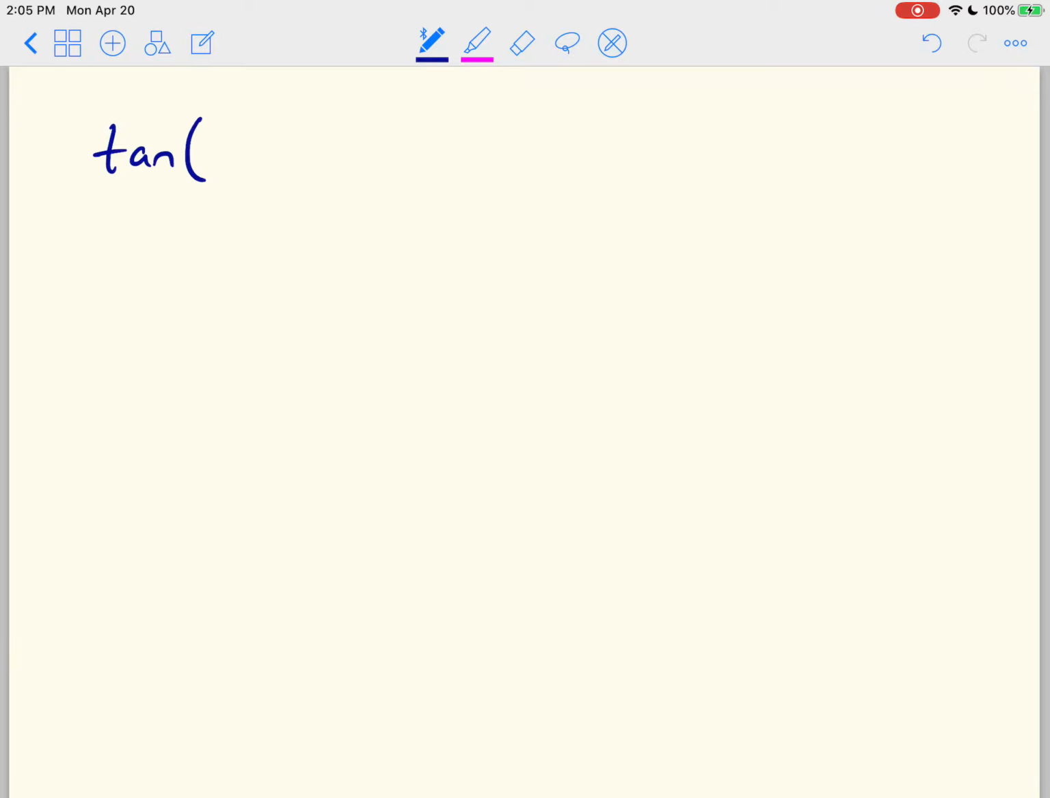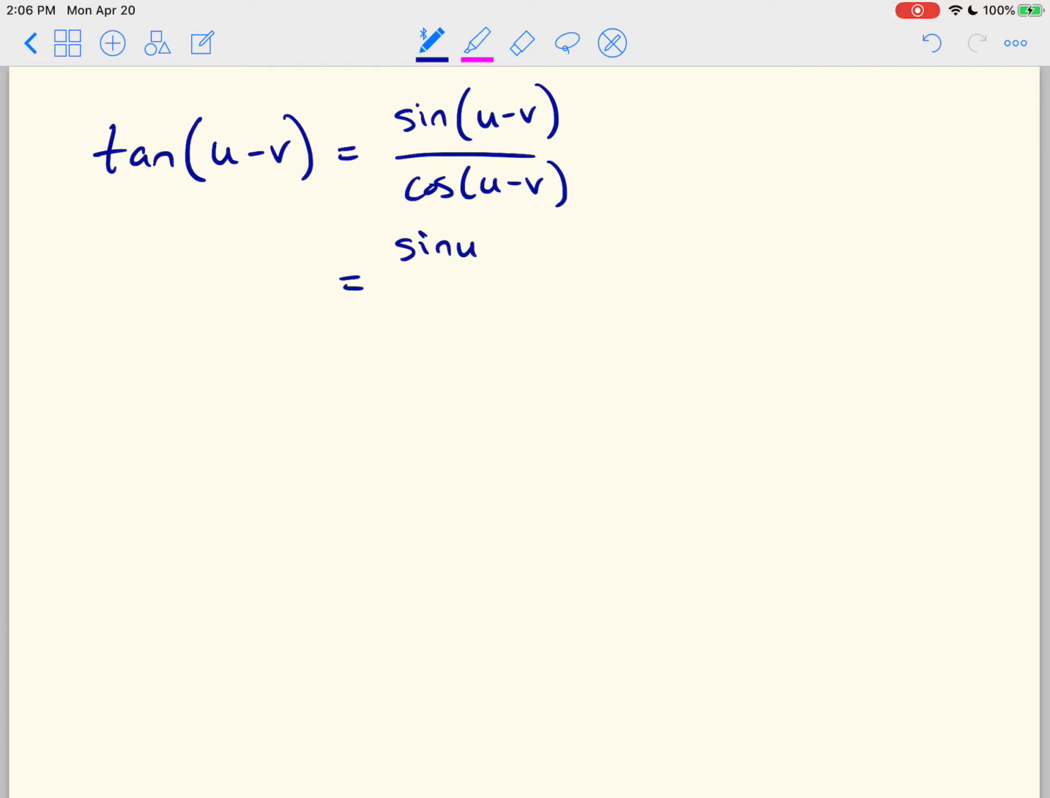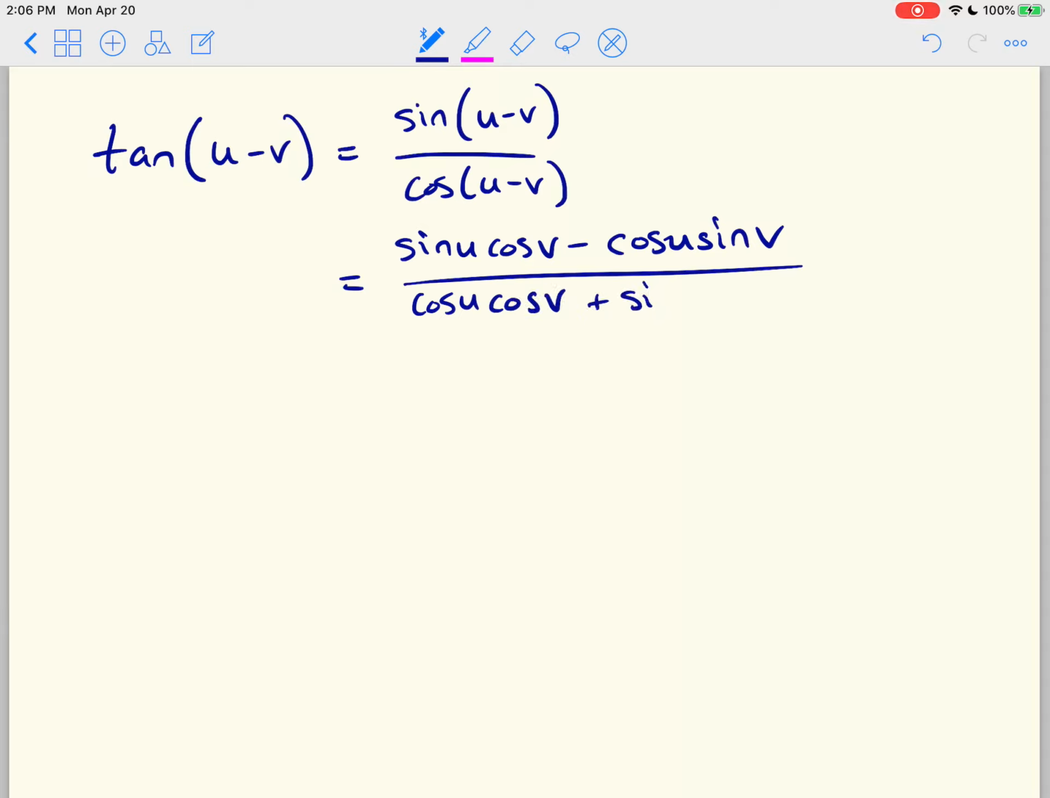Okay, so if I want to prove the difference formula for tangent, I'm just going to use the identity for tangent, that tangent is sine over cosine. And then I can use the difference formula for sine, which is sine u cosine v minus cosine u sine v, and the difference formula for cosine, which is cosine u cosine v plus sine u sine v.